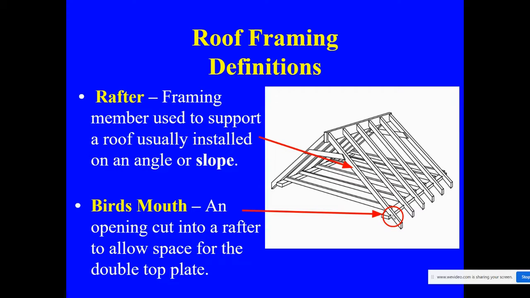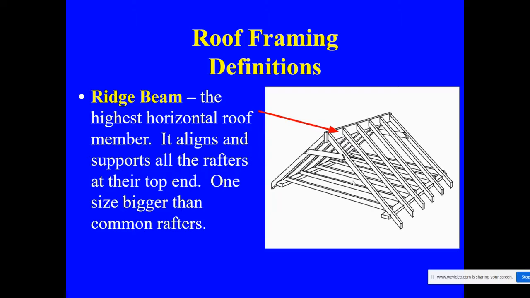So that's a really important thing because that's a very technical cut that we're going to have to make when we do rafters. All right, the ridge beam, that's the highest horizontal roofing member. It aligns all rafters at the top end, one size bigger than the common rafter. So if your rafters are 2x6s, this will be a 2x8. If your rafters are 2x8s, this will be a 2x10, and so on and so forth. So this horizontal thing that all the rafters tie into, that's your ridge beam.